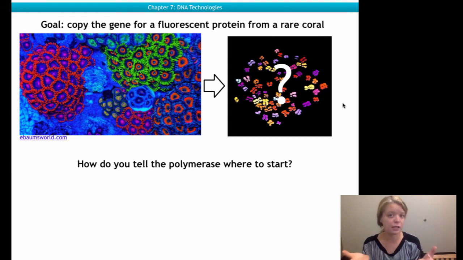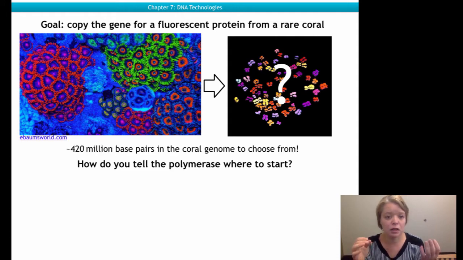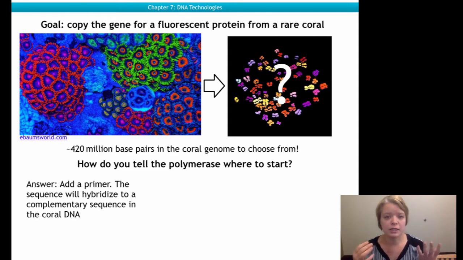Now, from the previous slide, you remember that DNA polymerase needs a primer, but it doesn't have to be just any primer. If you want to isolate something specific from the vastness of the coral genome, which is 420 million base pairs, you need to give the DNA polymerase a specific primer that will bind in the 5' region of the gene that you're interested in isolating. So the sequence will hybridize to a complementary sequence inside the coral DNA.